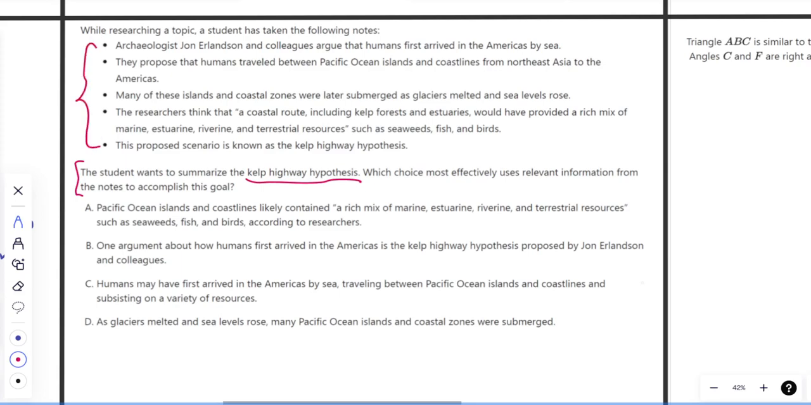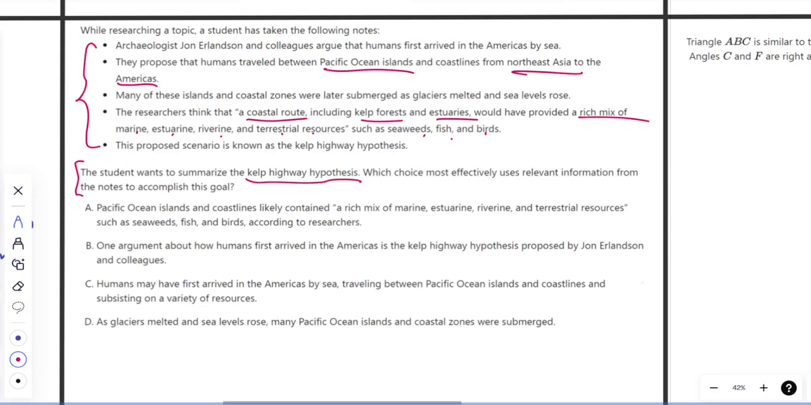Archaeologists' colleagues argue humans first arrived in the Americas by sea. They propose humans traveled between the Pacific Ocean islands and coastlines from Northeast Asia to the Americas. Many of these islands were later submerged. They think a coastal route, including kelp forests and estuaries, would have provided a rich mix of marine, estuarine, riverine, and terrestrial resources, such as seaweeds, fish, and birds. This proposed scenario is known as the kelp highway hypothesis.